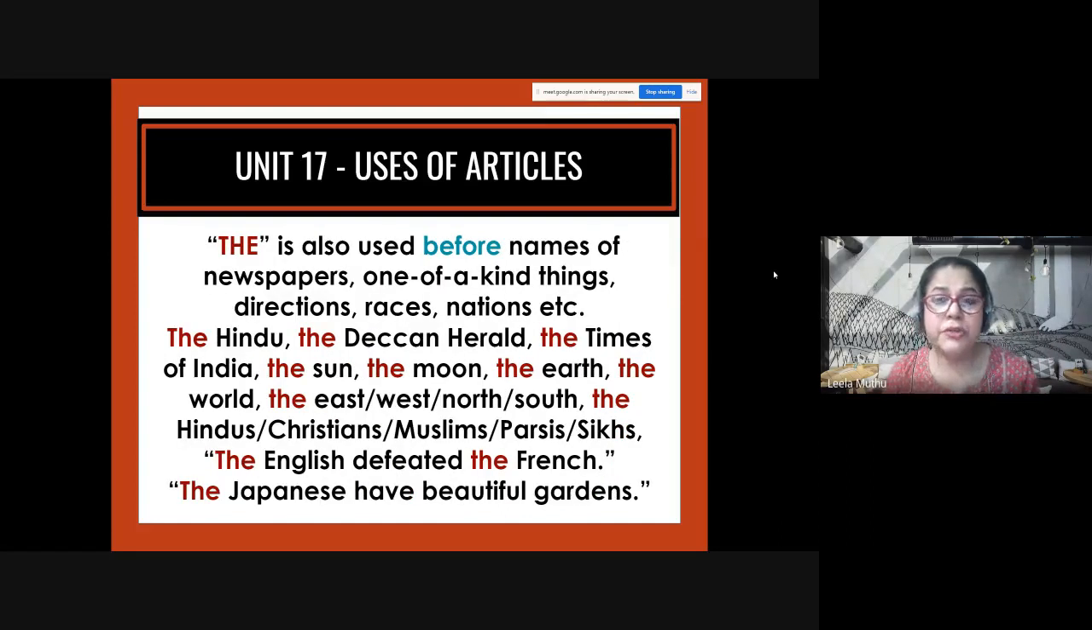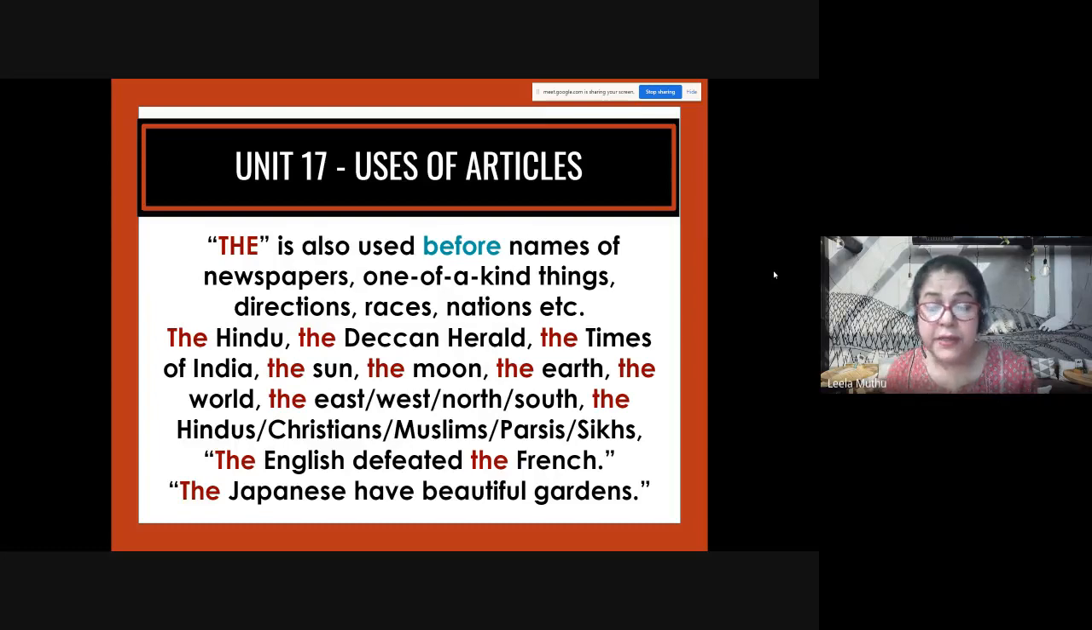The is also used before names of newspapers and one-of-a-kind things. Newspapers like the Times of India, the Hindu, the Deccan Herald, for example. One-of-a-kind things like the sun, the moon, the stars. The Hindu, the Deccan Herald, the Times of India, the Sun, the Moon, the Earth, the World, the East, the West, the North, the South.